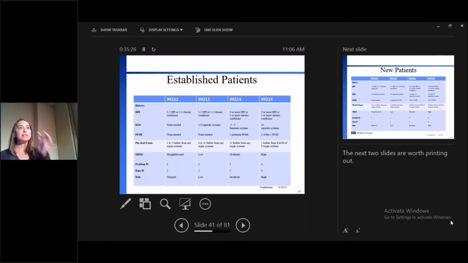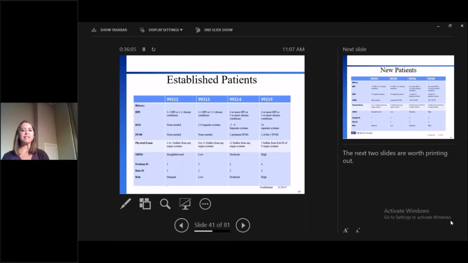So the next 2 slides I think are worth printing out. This is the table version of what we were just talking about. I like to give this to our new employees that come into our office, and I have them put it right by their desk. I have one for established patients and one for new patients, and it tells me right here to get a 214 under my HPI, I need 4 or more HPI or 3 or more chronic conditions. I need 2 to 9 of those separate systems for my ROS and 1 pertinent family history. For my physical exam, I need 12 bullets from any system. My medical decision making needs to be in that moderate section.